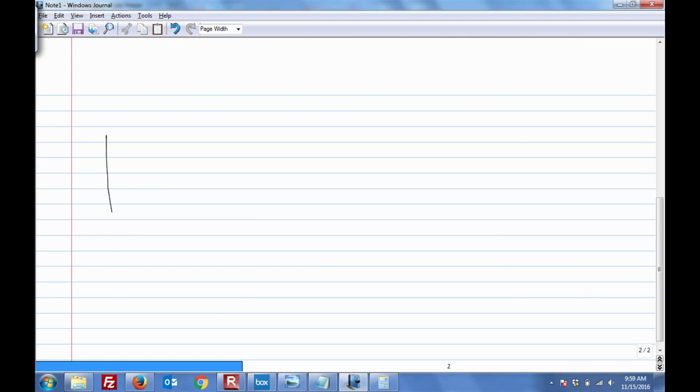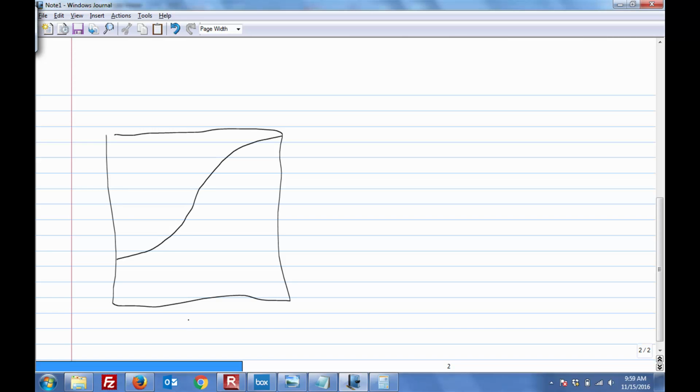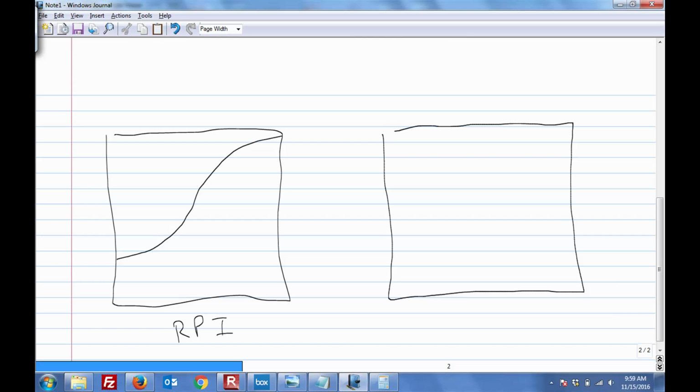Okay, I'm not going to be too picky about the actual numbers here. I'm just going to show you the shapes. So here was your RPI, retail price index, and here is your inflation.